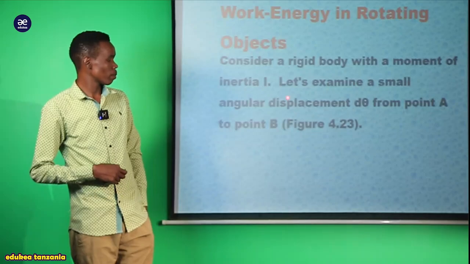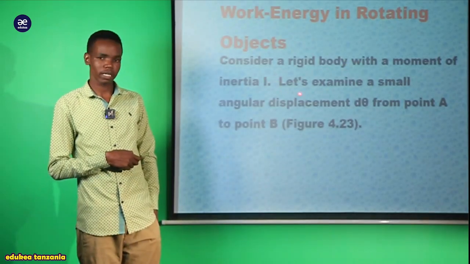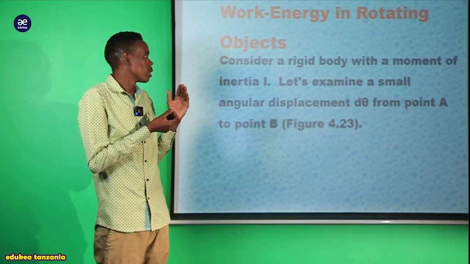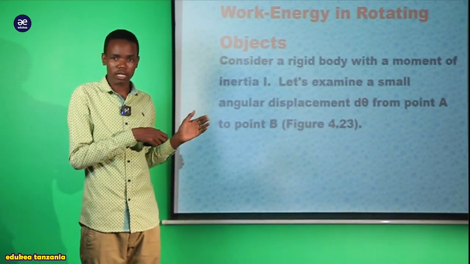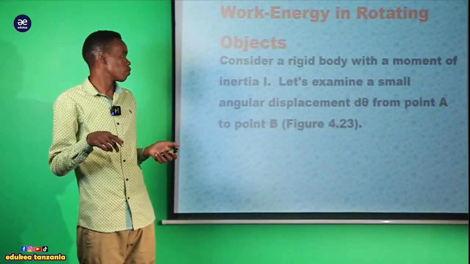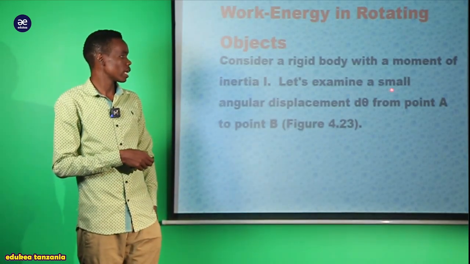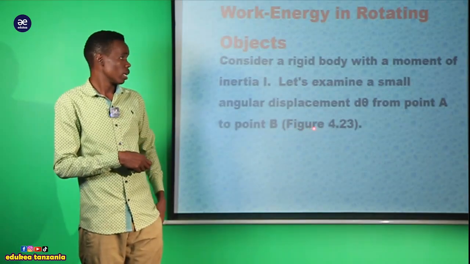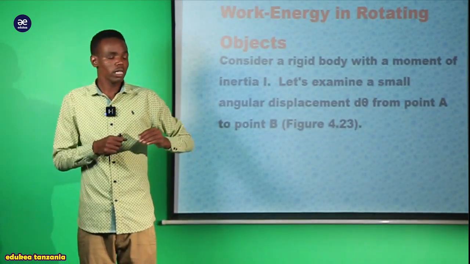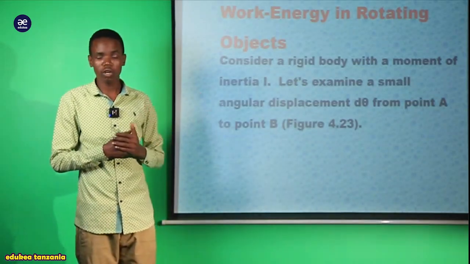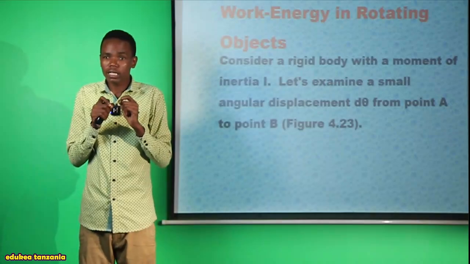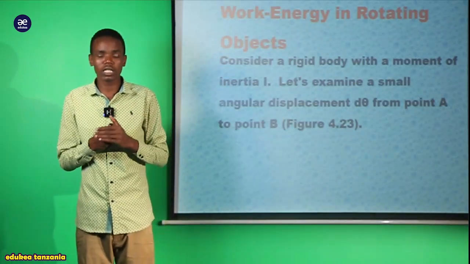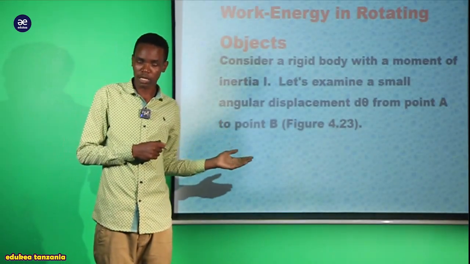We have been told that we are supposed to consider a rigid body with the moment of inertia I. Imagine we have a rigid body containing mass, with the moment of inertia I. We are supposed to examine a small angular displacement theta from point A to point B. It means that the angular displacement is very, very small from point A up to point B.